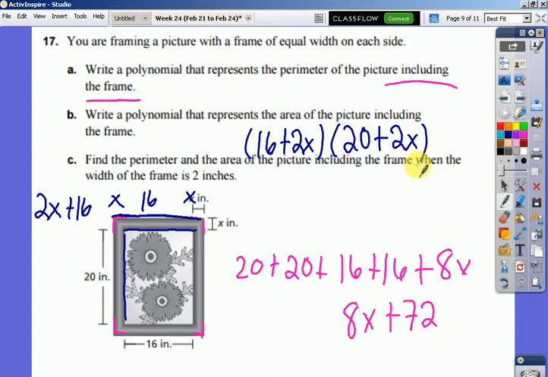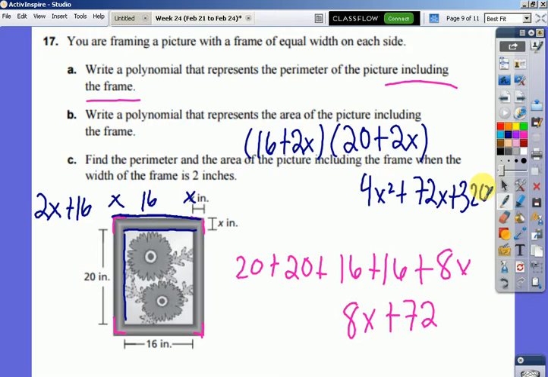Does everybody understand where I got that? Yes, I'm including the frame. I have to include the frame for this side, so I have x, frame for this longer side, x, and then 20 and 16. Then, of course, I find the product using my distributive property or FOILing, and you end up with, and I'll just tell you, because we practiced this already, 4x squared plus 72x plus 320.